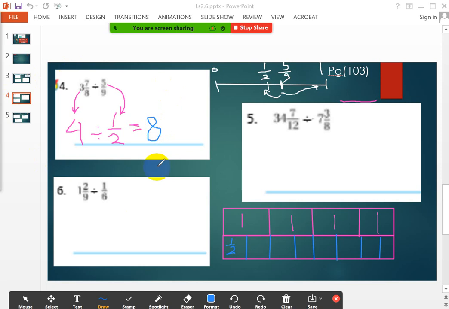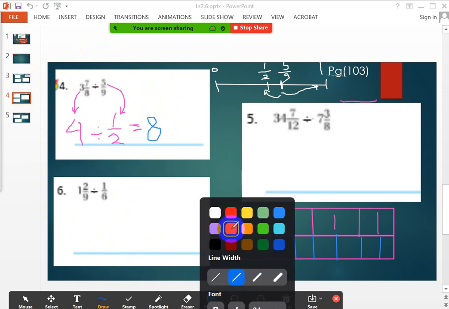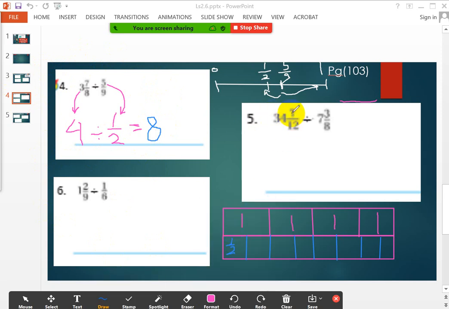So this exercise is related to the lesson that we talked about yesterday, the last lesson. Okay? Now, let's move to exercise number 5. 34 and 7/12 divided by 7 and 3/8. Who will help me? Yes, Jana Muhammad.